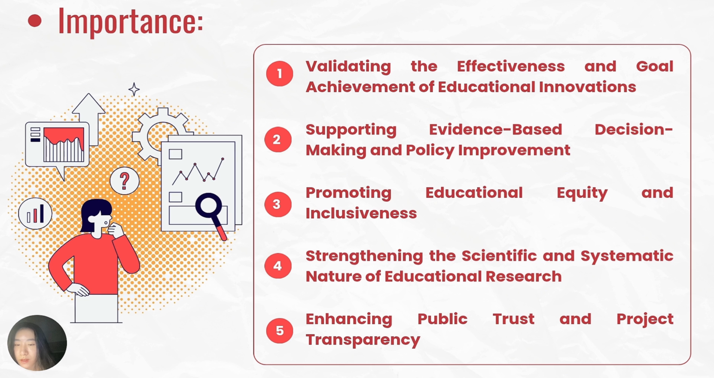Fourth, strengthening the scientific and systematic nature of educational research. Impact measurement relies on scientific research methods, such as identifying variables to clarify causal relationships and using appropriate sampling to enhance result reliability. These scientific methods help construct deeper educational theories, validating the effectiveness of various educational theories and methods.